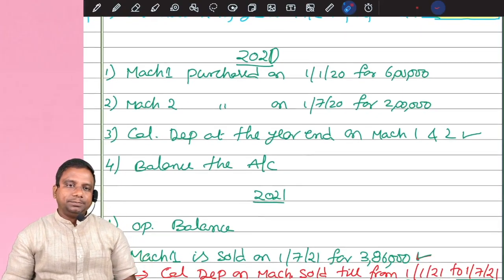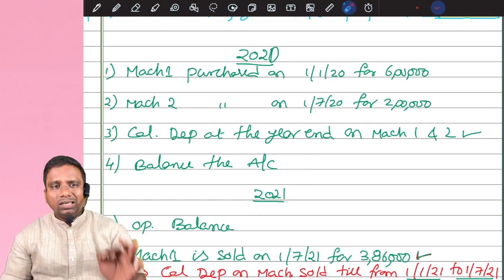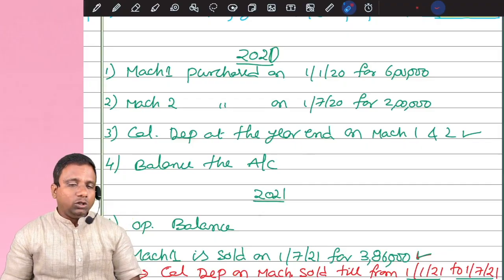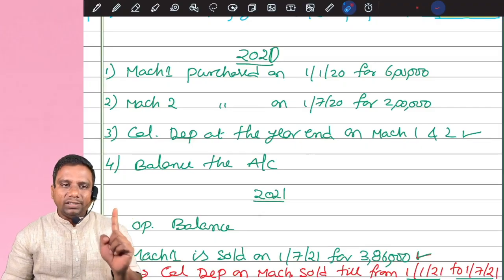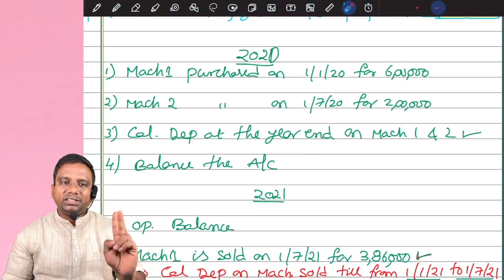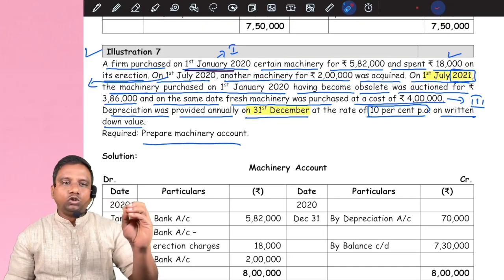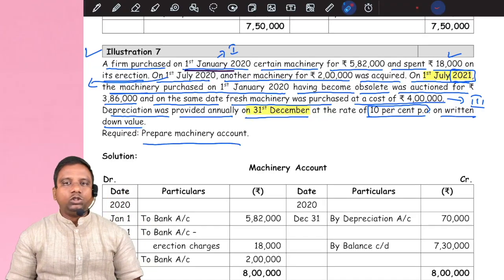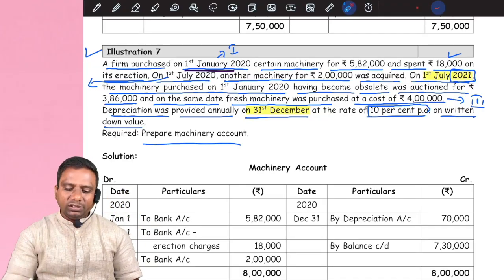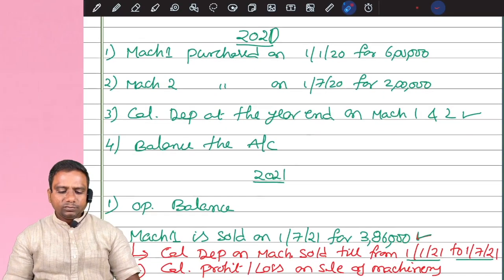2020, what happened? If you want to start the machinery account for 2020, you have two options. One, with an opening balance or with the new purchase of an asset. In the problem, they did not mention that this account is showing so-and-so opening balance. No, on 1st January 2020, we purchased an asset for 5,82,000 plus 18,000.